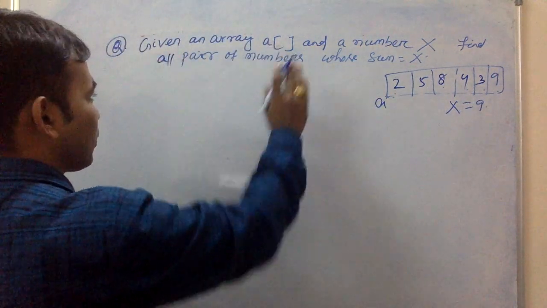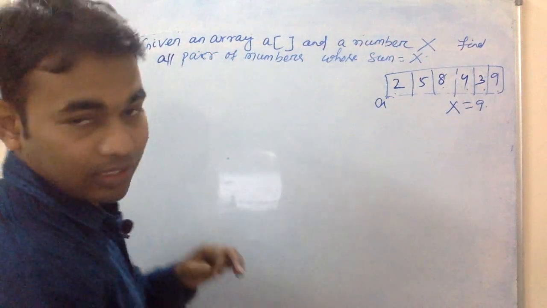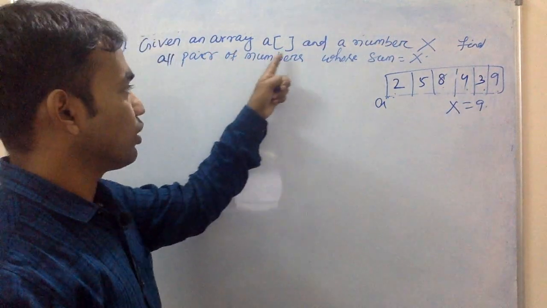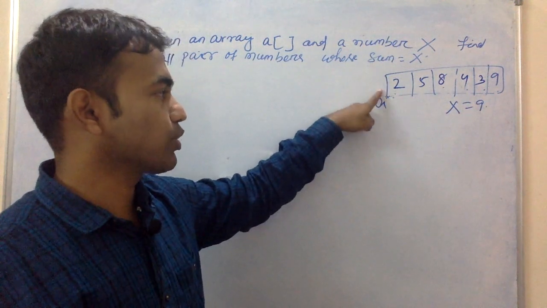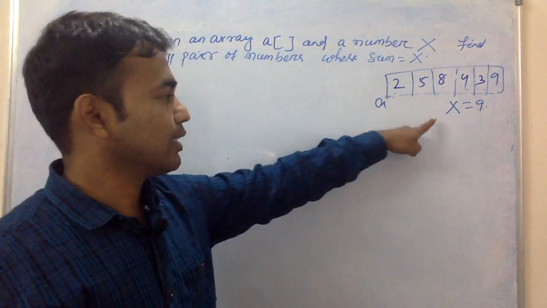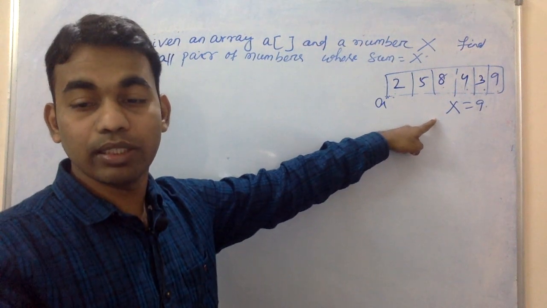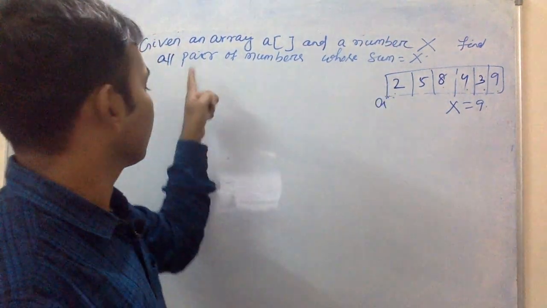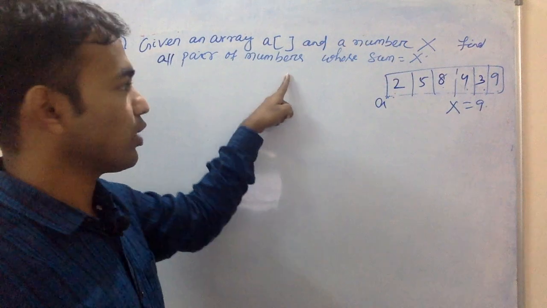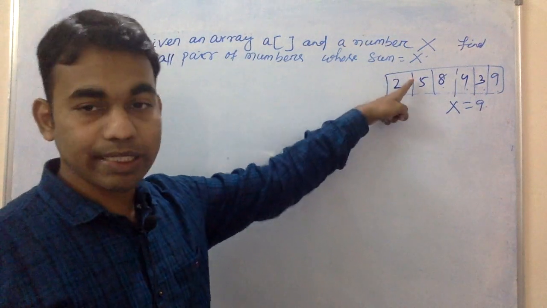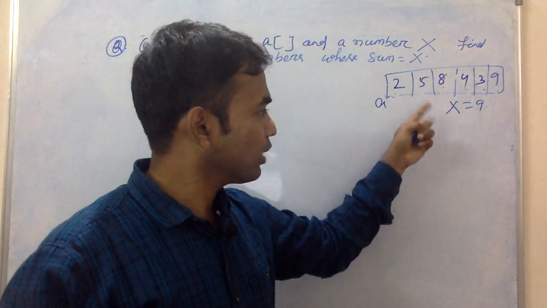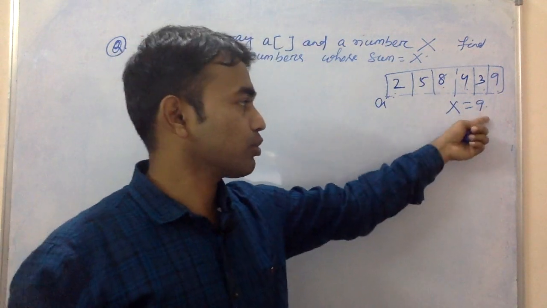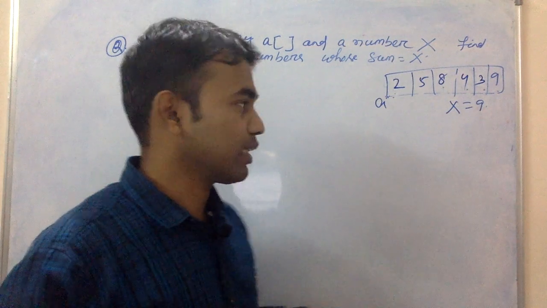So let's understand this question. Given an array and a number x. So there are two things given as input: one is an array and the second is x. We need to find all pairs of numbers whose sum is x. That means we will find pairs of numbers from this array whose sum is x, which is 9 in this example.